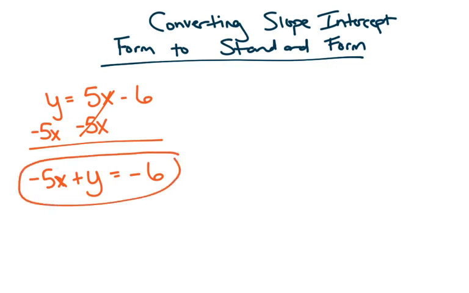I hope this helps for those of you that may be having difficulty with this. There are certainly other forms of linear equations. Point-slope form comes to mind particularly, but standard and slope-intercept form are two of the more commonly used, and this is how you go from one to the other.